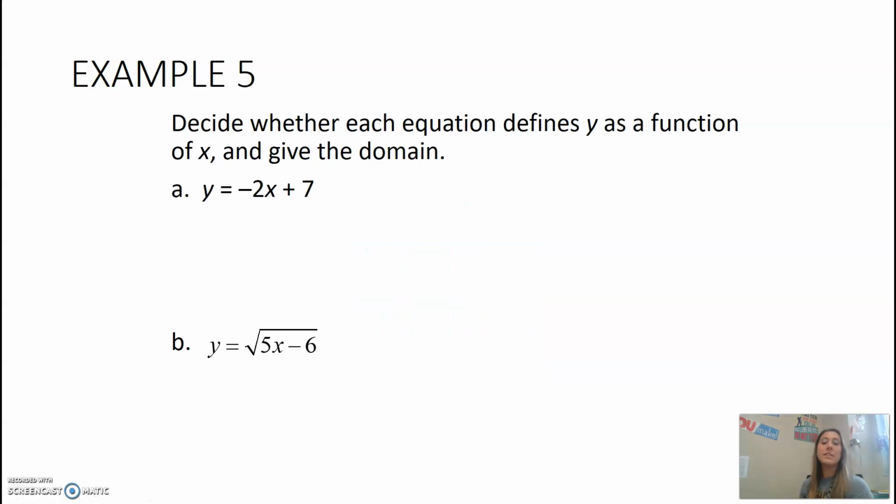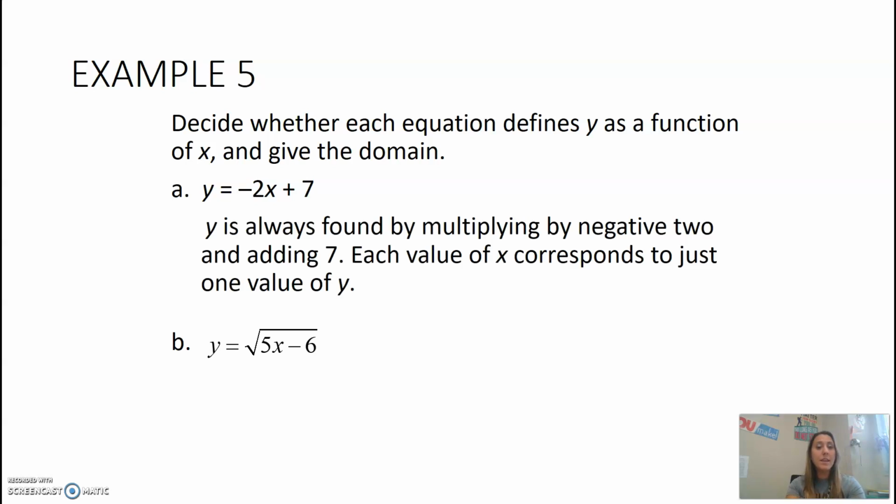So now we have to decide whether each of these equations defines y as a function of x, and we need to give the domain. So for this one, yes, y is always found by multiplying by the -2 and then adding 7, so each value of x corresponds to exactly 1 value. Also, that graph would be a line. We've got y equals mx plus b right there, so I know it's going to be a line. So knowing your parent graphs in this unit is very helpful. So we'll have a day where we spend some time on that.